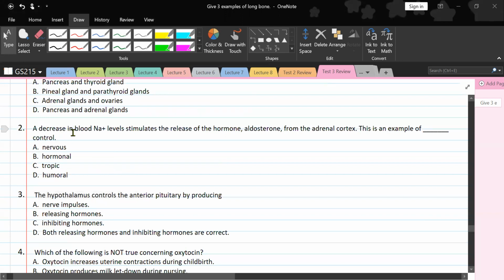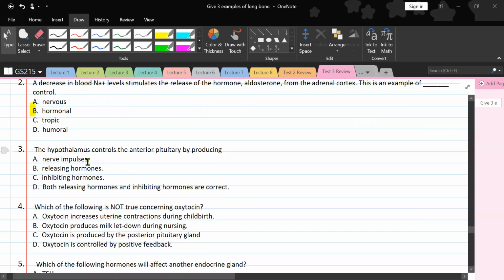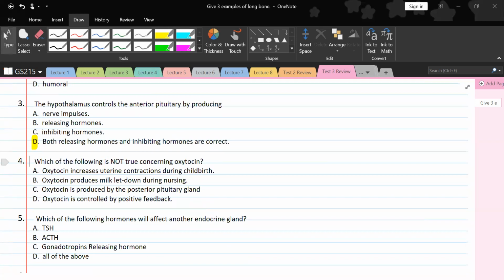Next one. This one is pretty straightforward. A decrease in blood sodium level stimulates the release of aldosterone from the adrenal cortex. This is an example of hormonal control. The other ones don't make any sense. Number 3, I'll do the easy ones and let you guys do the harder ones. The hypothalamus controls the anterior pituitary gland by producing, as we talked about multiple times already, releasing hormones and inhibiting hormones. It's just that we didn't learn the names of any inhibiting hormones, but they're there. Let's try number 4, please.